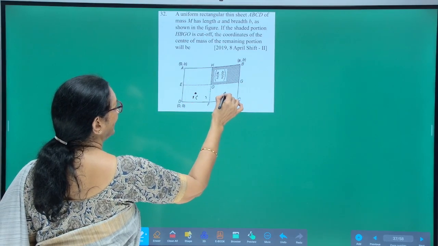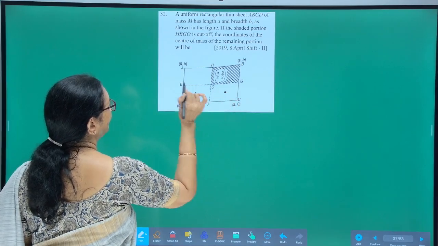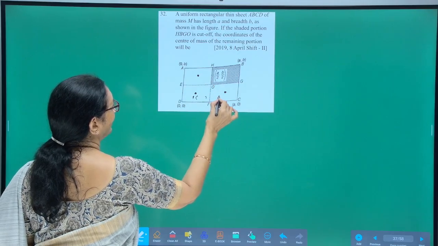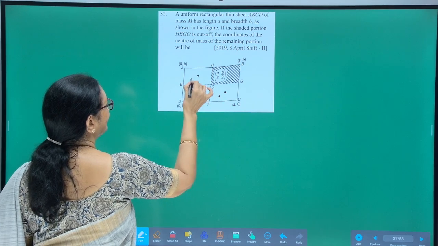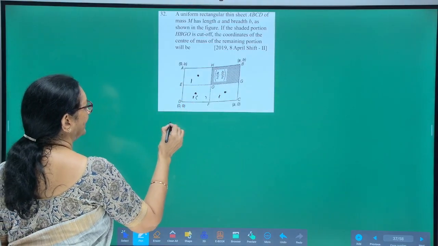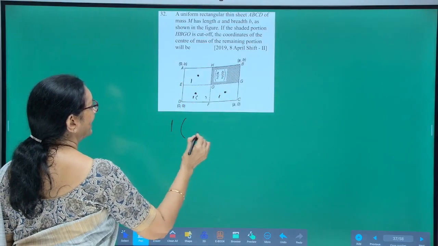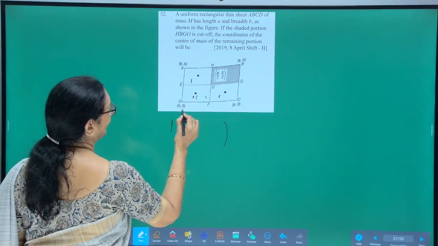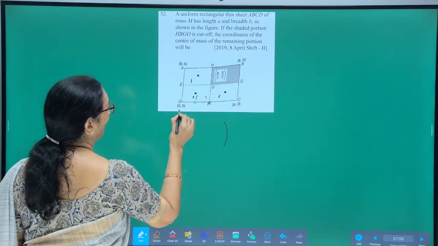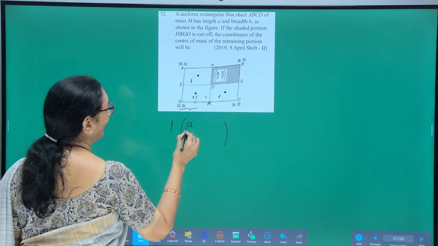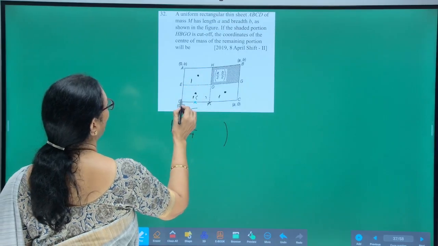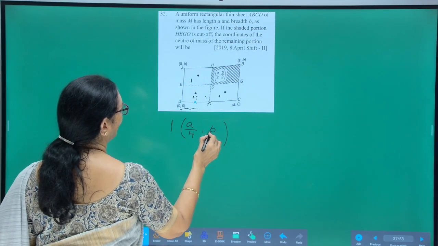This portion here, the center of mass will be here, and this one, the center of mass will be here. As all three are of equal masses, let us take the mass as 1. I am writing the coordinates for the first particle. Mass is 1, and the x coordinate: this is A, up to this A by 2, so up to this it will be A by 4. And the y coordinate is also B by 4.